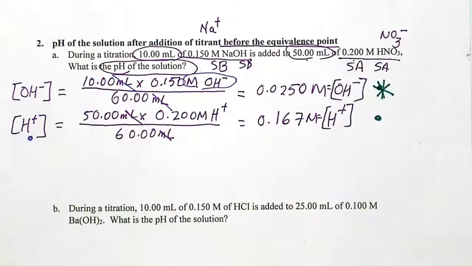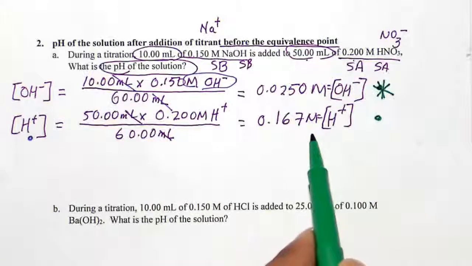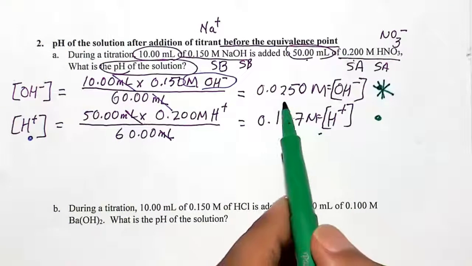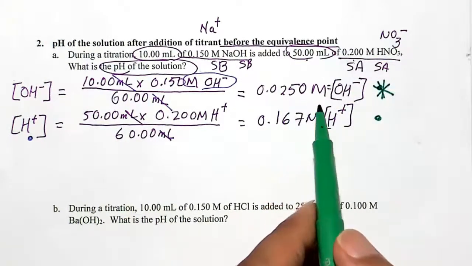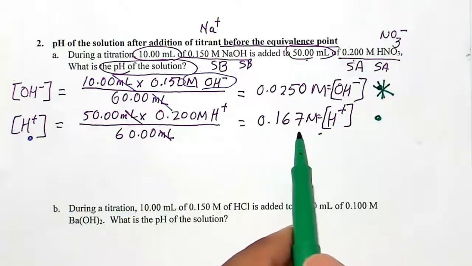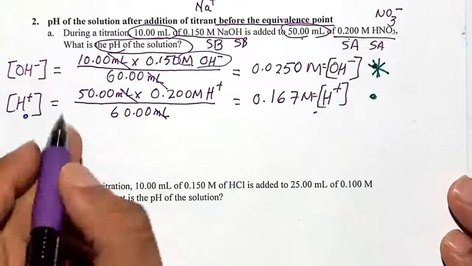Well, this 0.025 molar hydroxide ion will react with 0.025 molar hydrogen ion. In other words, the 0.025 molar of the strong base can only neutralize 0.025 molar of the strong acid, leaving behind some residual strong acid. So how much strong acid is left over after neutralization?